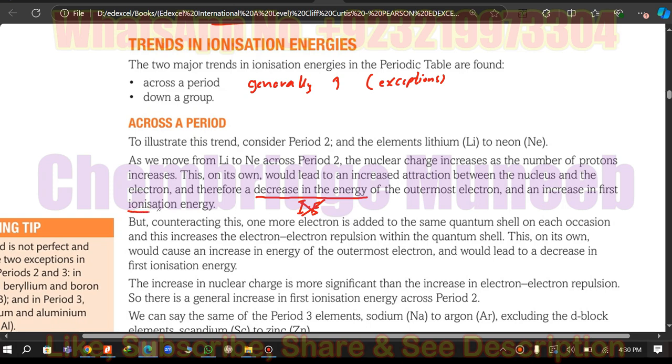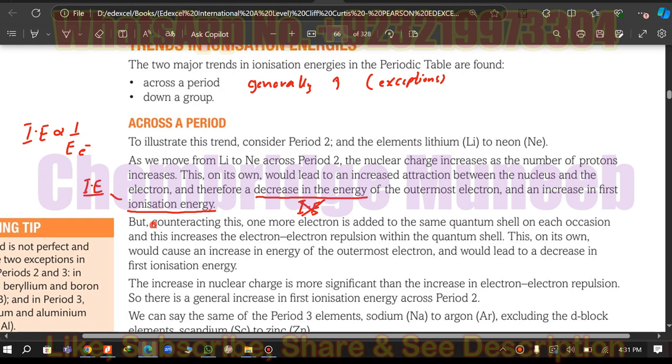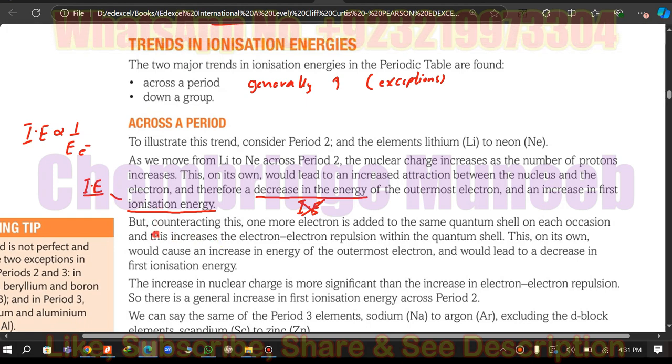Whereas if the electron has more energy, we need more energy to take it out. Yes, this is the ionization energy. Ionization energy is inversely proportional to the energy of the electron. If the electron already has a higher energy, then you will require less ionization energy, and vice versa. Clear? Yeah.